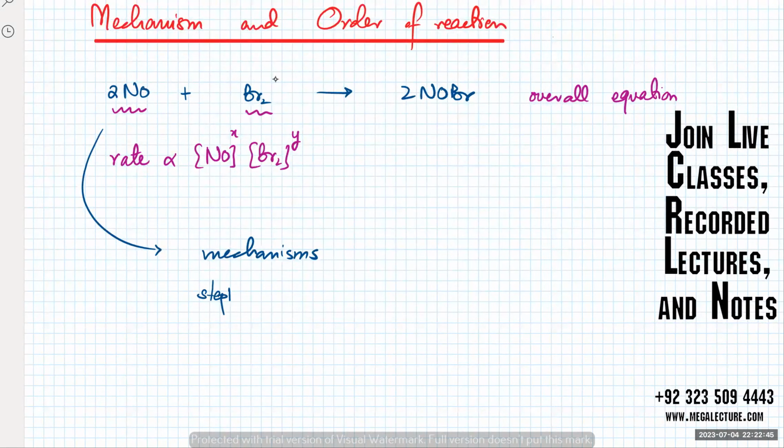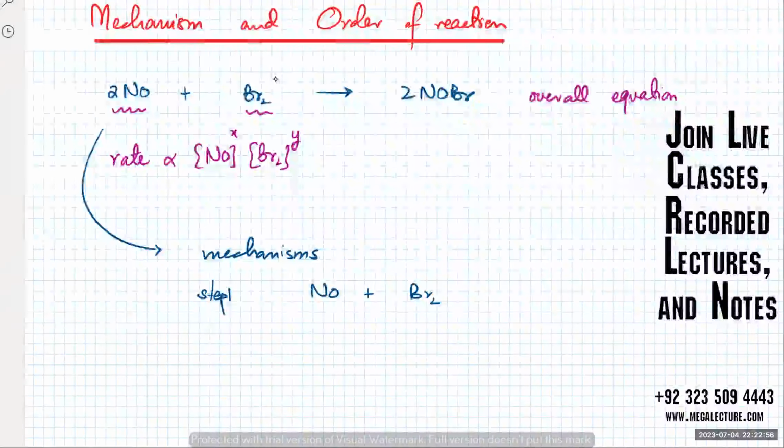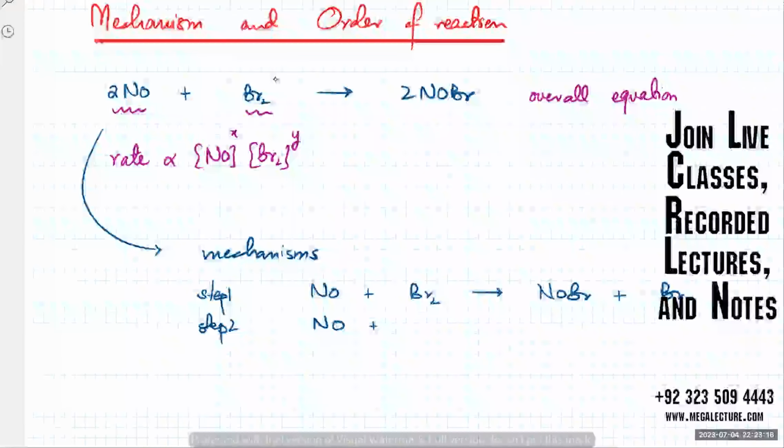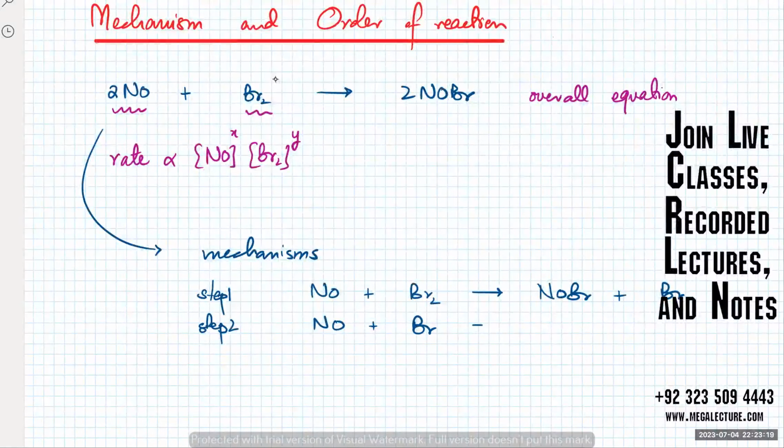So in step 1, what happens is that NO comes along, reacts with Br2, ends up producing NOBr, and one Br atom gets broken away. And then there's step 2. Then another NO comes in, and the Br that has already broken away goes and reacts with this other NO and it forms the second NOBr.